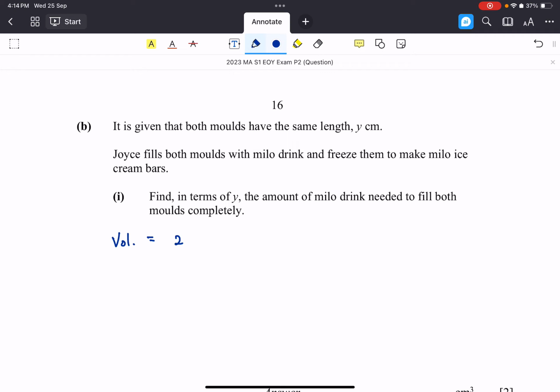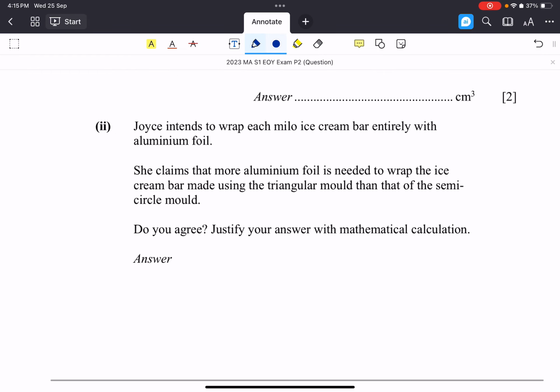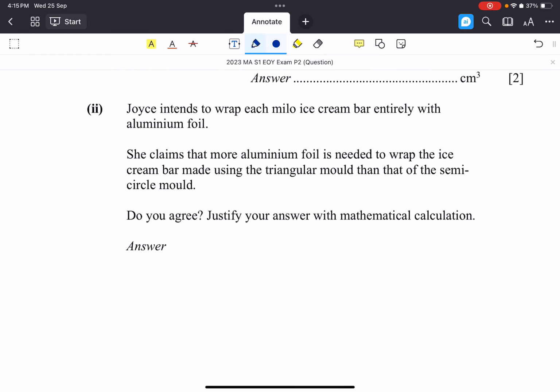So I just find 2 of the triangle, because half times base and height is easy to calculate, right? So 2 times area of triangle. Area of triangle is half times 6 times 4. We already know. So 2 times of that, and then after that you need to times y. Okay, so you work this one out. This will be 24y. Okay, and the unit of course is cm cube in this case. Okay, right? So now Joyce intends to wrap each Milo ice cream bar entirely with aluminum foil.